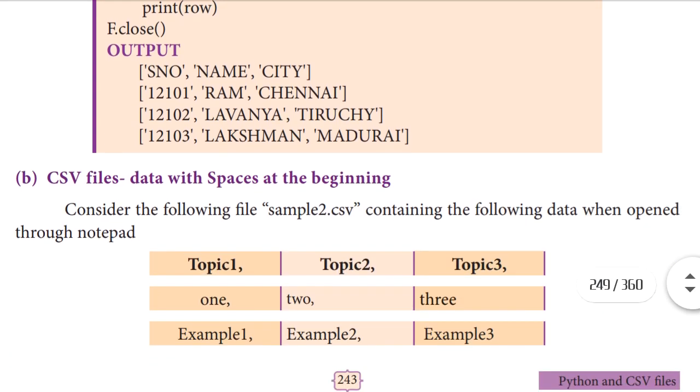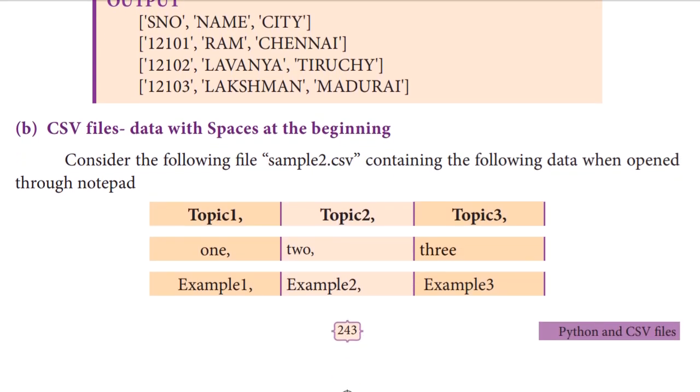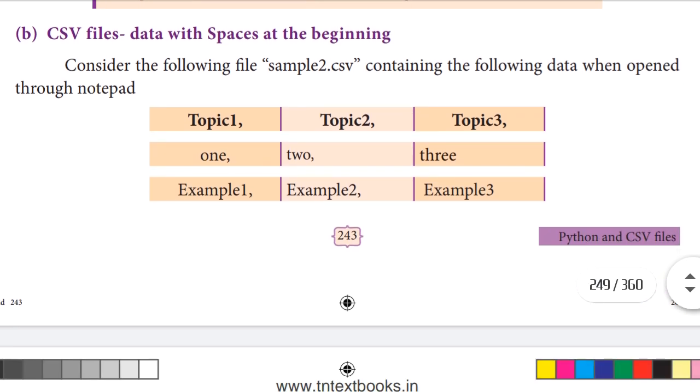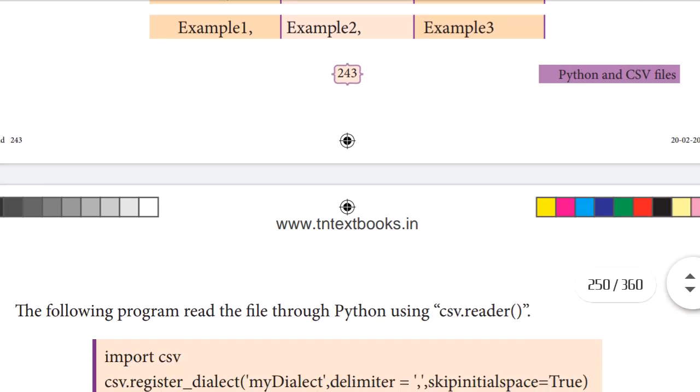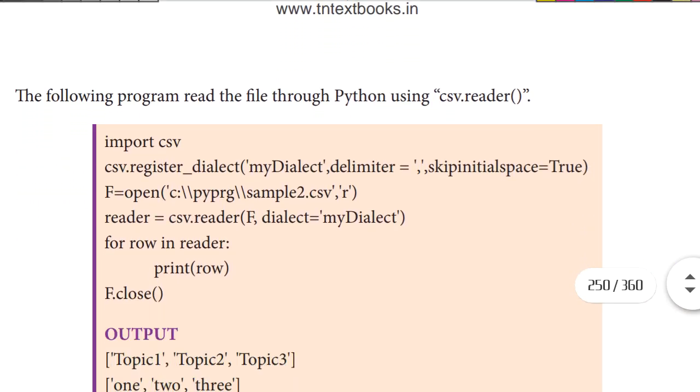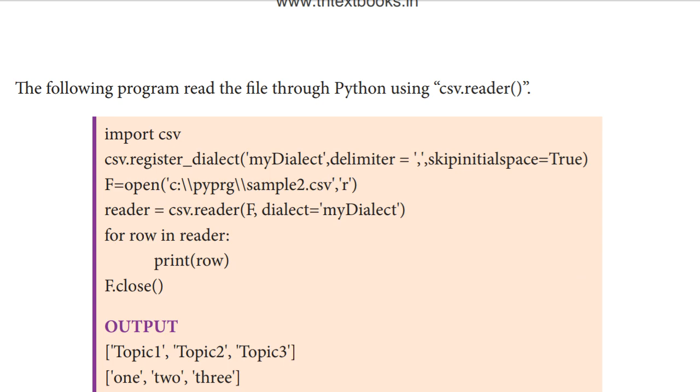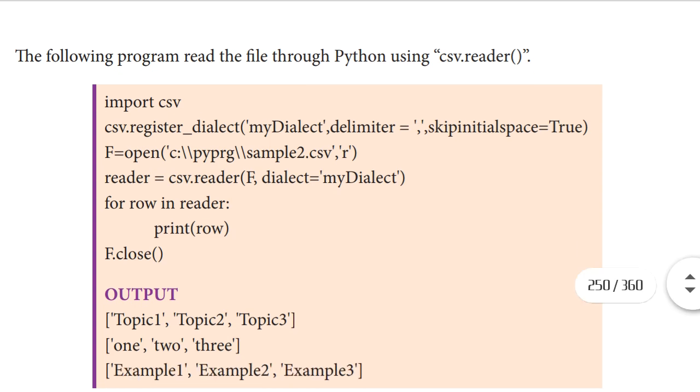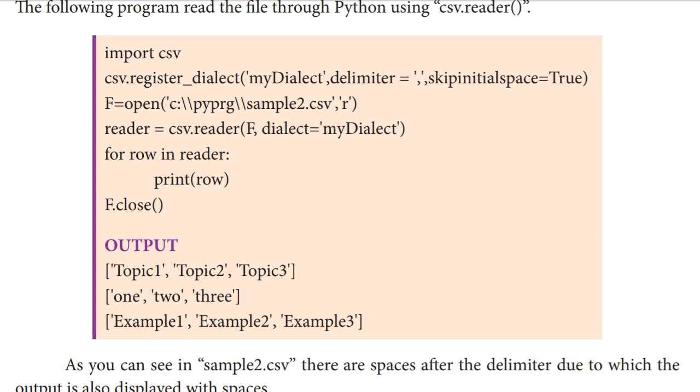Next we are going to see CSV file data with spaces at the beginning. Suppose we have any space in the data, in front of the data or at the end of the data, we are going to see how we can omit that. Here a sample2.csv file is given. If you see here, we have a space at the beginning and end of the data, but when we are executing this CSV file using Python, we cannot see all these spaces; everything is omitted. So here a sample Python program is given.